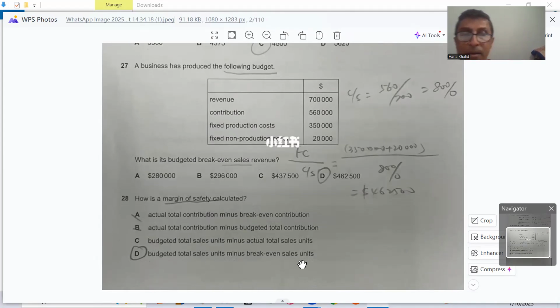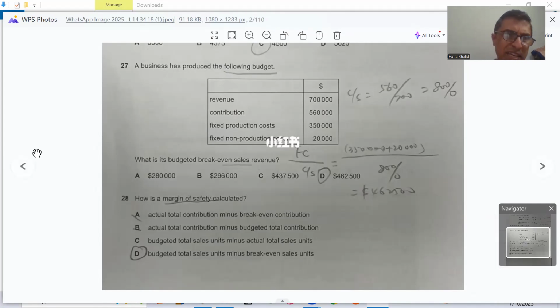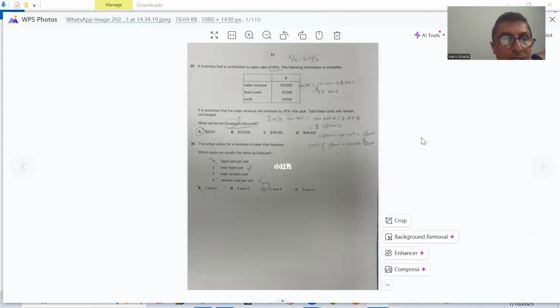So you know that margin of safety is basically actual sales or budgeted sales minus break-even sales, and margin of safety in percentage is budgeted sales units minus break-even sales units divided by budgeted sales units into 100. You will get the margin of safety in percentage. So it's quite easy. Now let's do the last two MCQs.